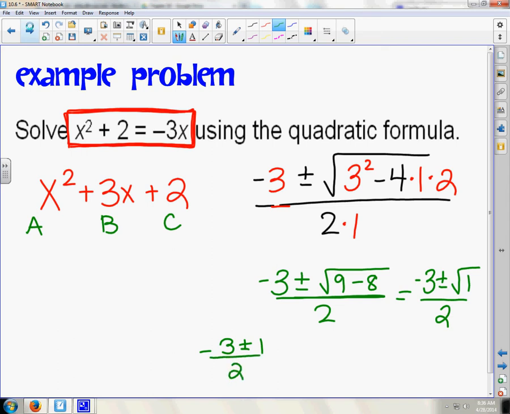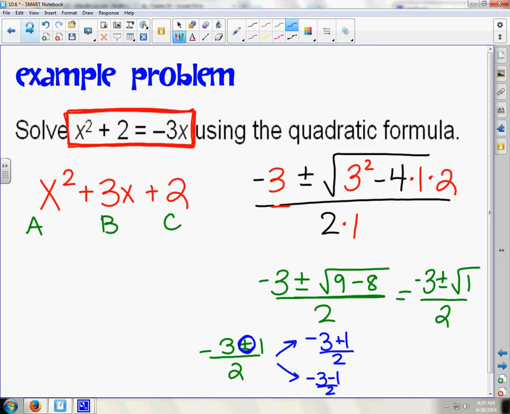So now you're going to get two answers. And your two answers for x are where it hits the x-axis on your parabola. So I'm going to do two different things. I'm going to do the plus and I'm going to do the minus. If I do the plus, it would be negative 3 plus 1 over 2. If I do the minus, it would be negative 3 minus 1 over 2.